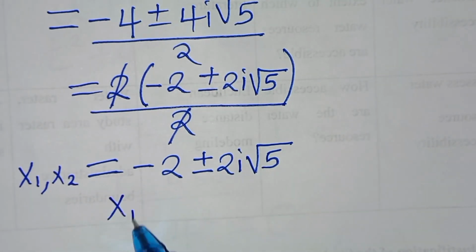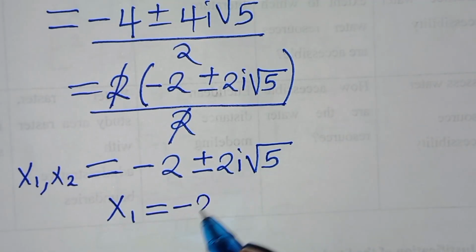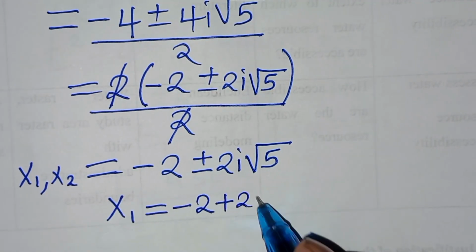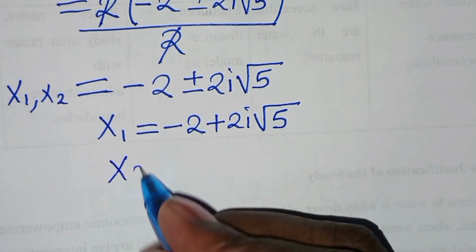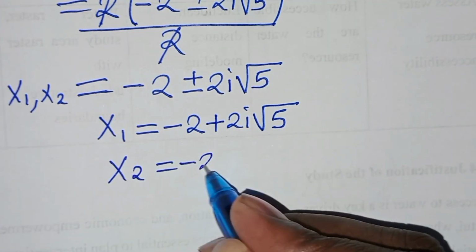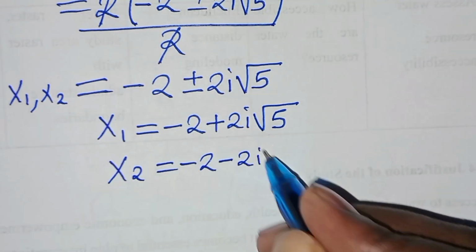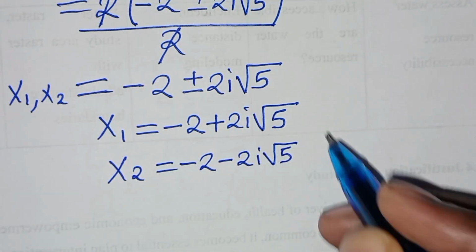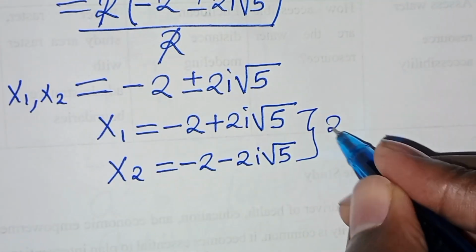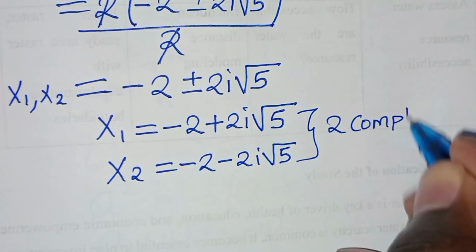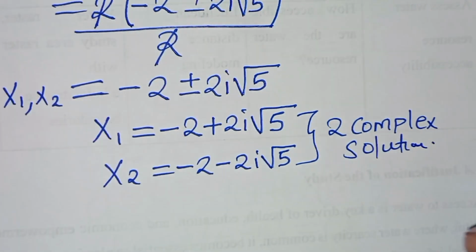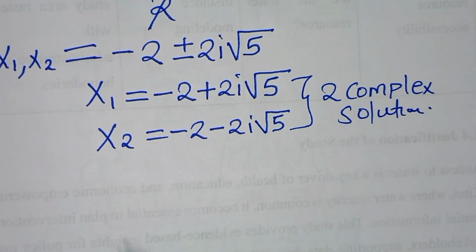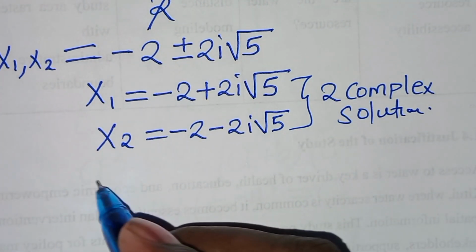So x1 is equal to minus 2 plus 2i square root of 5, and we have that x2 is equal to minus 2 minus 2i square root of 5. Now, these are two complex solutions that we have. Now, let's solve for the corresponding values of y.